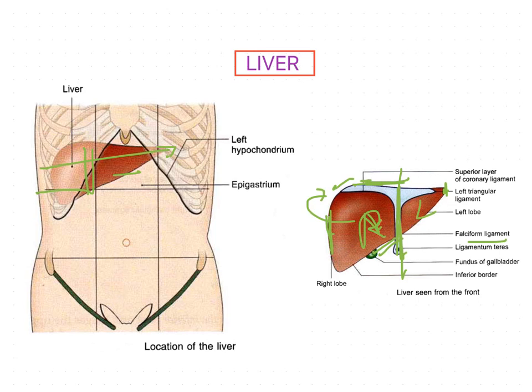And by a fissure for ligamentum venosum, and by the groove for ligamentum teres or round ligament of the liver. It also has other lobes called the quadrate lobe and caudate lobe. These two lobes are mainly related to the right lobe. Now we will see where these lobes are actually present.